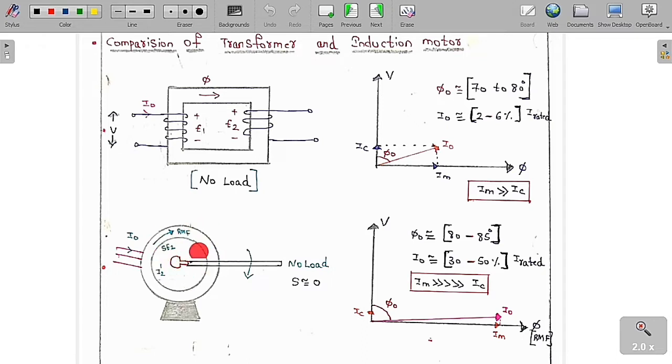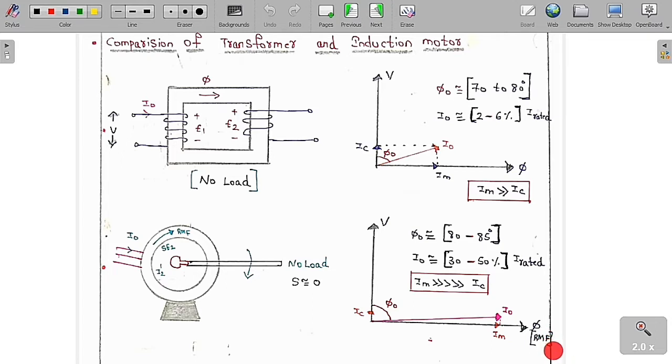Whenever this rotating magnetic field cuts the rotor, an EMF is induced. It is equal to S into E2, and the rotor current induced in the rotor is I2 dash. All these things I have already told you. As the slip is nearly equal to 0, the induced EMF in the rotor is nearly equal to 0. Therefore, now if I want to draw the phasor diagram of the induction motor at no load condition, you can see clearly this is the supply voltage V, and this is the flux phi, which is the rotating magnetic field.